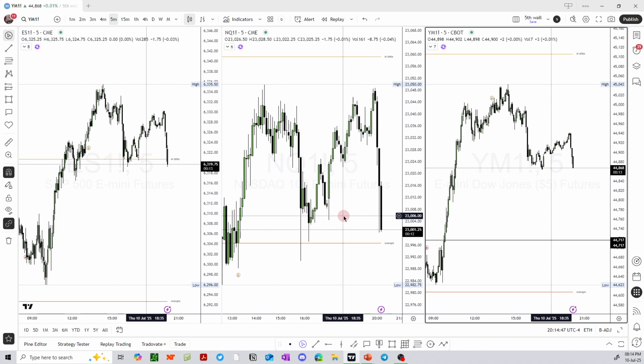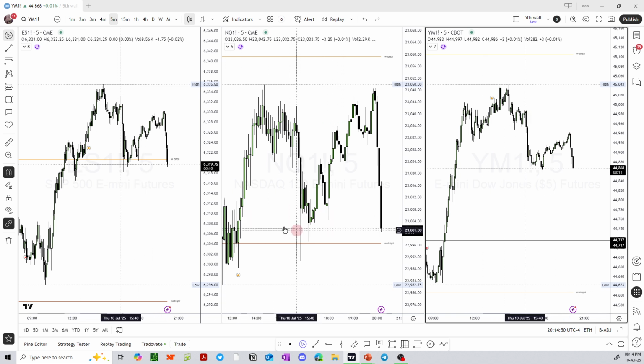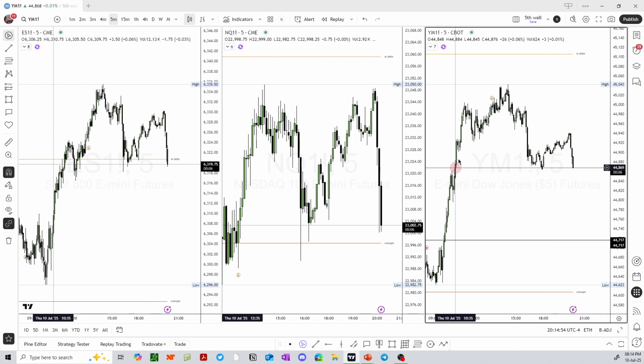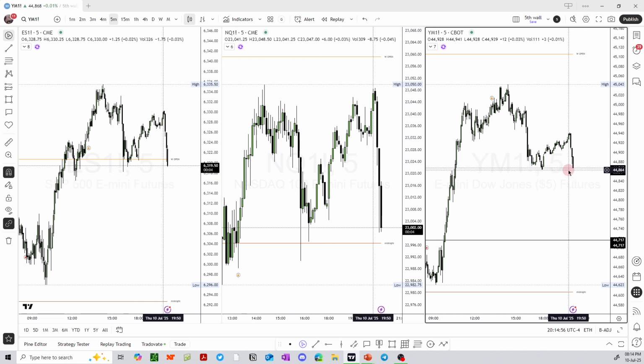And price is just bleeding slowly. There it is, YM about to join in with everyone.